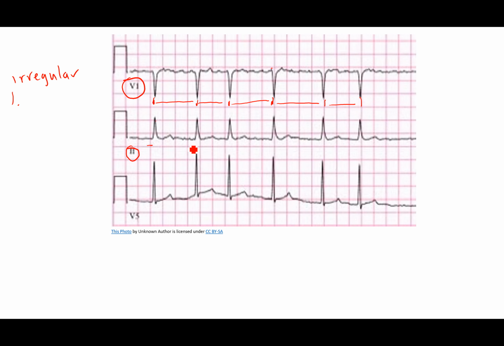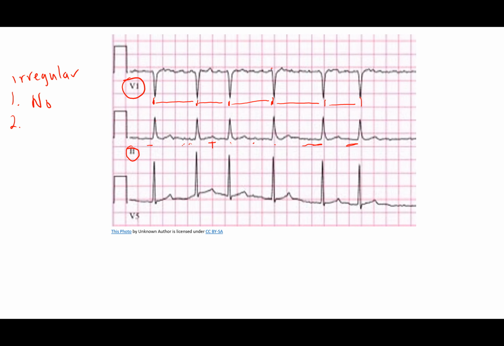Not really. There's a couple of squiggles here. Not sure if those are P waves. There's a T wave there. There doesn't seem to be a P wave in front of this QRS. There's another squiggle, but it doesn't seem to be related to that QRS. There don't seem to be any P waves there. So we would actually answer no to the first question. No, there do not appear to be consistent P waves.